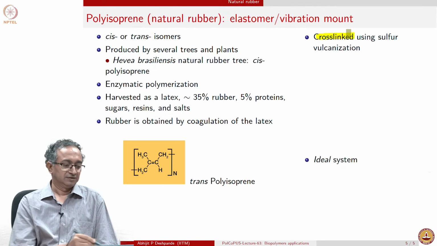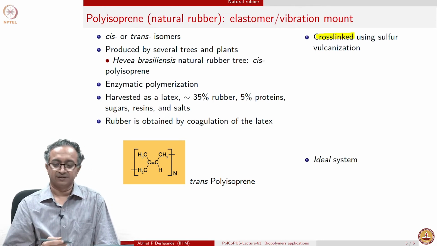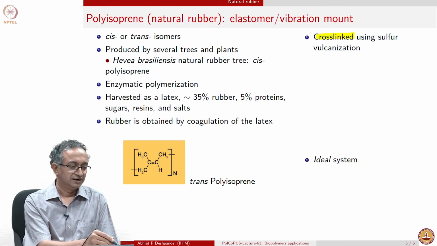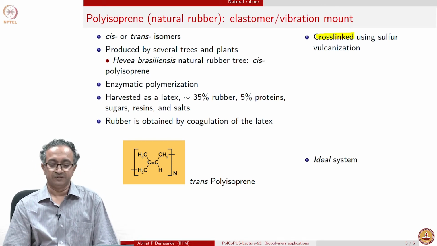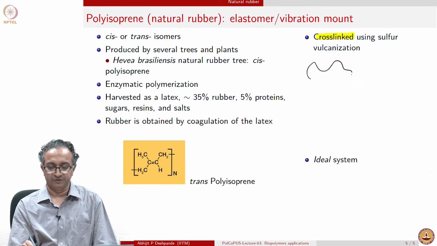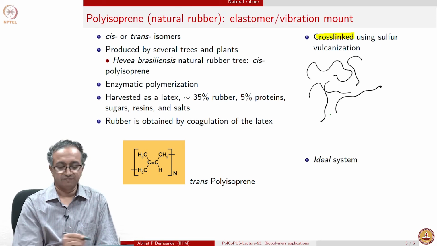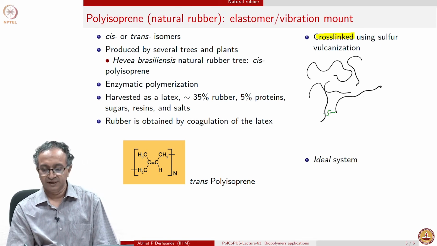What is cross-linking? It is basically using sulfur to vulcanize, and this is something you might have learnt about from school onwards. If you have these rubber chains which are isolated, what you can do is incorporate sulfur and combine, and there are various interesting ways in which sulfur can interact.